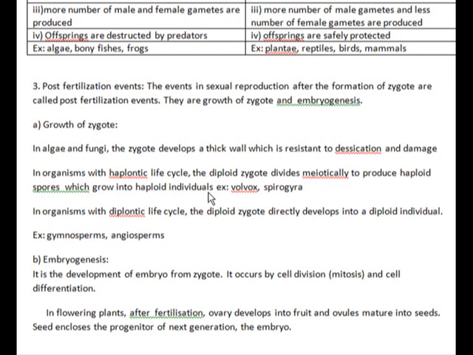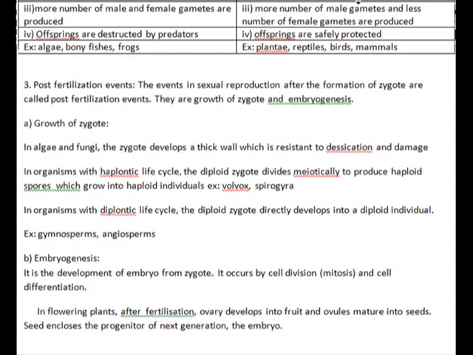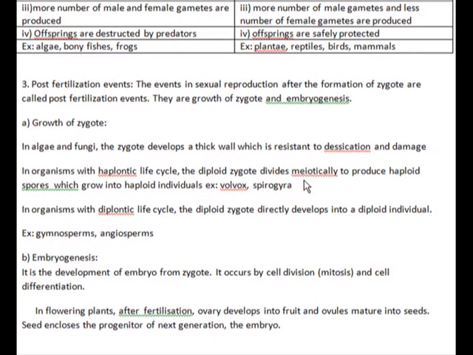So the zygote is the only diploid stage, and that zygote by meiosis divides to produce spores which are haploid, and those spores develop into new individuals. Those are also haploid. In organisms with diplontic life cycle, the diploid zygote directly develops into a diploid individual. It is very common in gymnosperms and angiosperms. That's about growth of zygote.